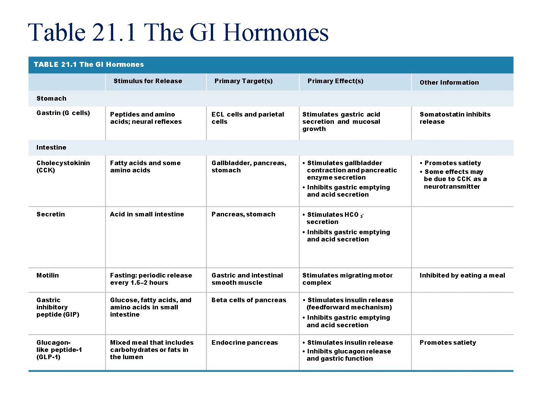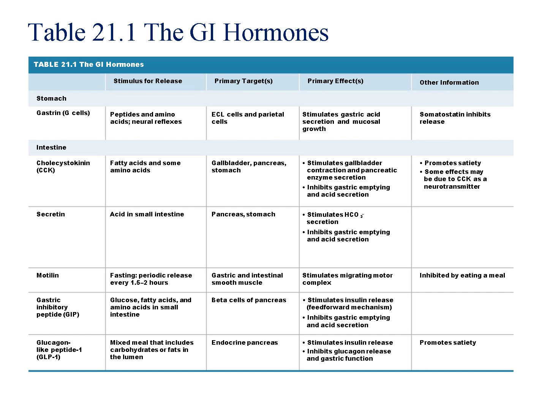The stomach secretes gastrin, which is produced by gastrin secreting cells in response to peptides, amino acids, and neural reflexes. Gastrin stimulates gastric acid secretion and mucosal growth, preparing the stomach for digestion. However, its release is inhibited by somatostatin, which prevents excessive acid production. In the intestine, several hormones play key roles in digestion.